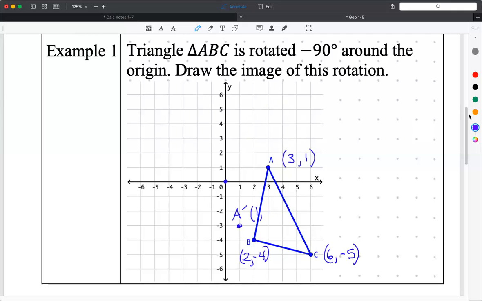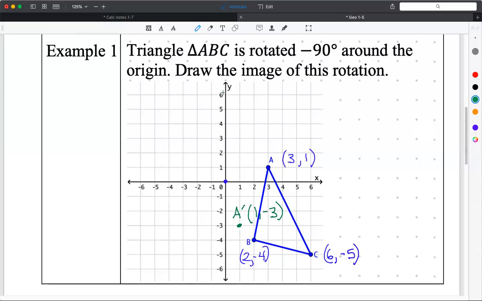I should do these in a different color, shouldn't I? Hold on, let me come back here. I'm gonna do it in green. So this is gonna be A prime. I see your hand raised, hold on. A prime is gonna be 1, -3. Yeah, Esha. How do you know which quadrant it should be in?